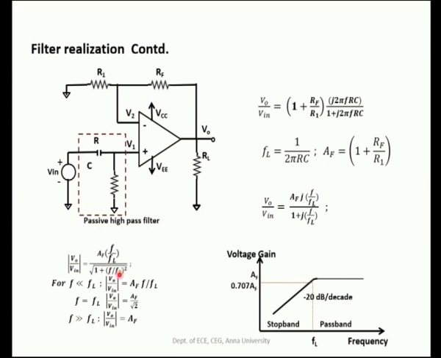If you take the magnitude here, in the numerator it is A_F times F by F_L, and in the denominator we have a real term and an imaginary term. So, it is the square root of 1 plus (F by F_L) the whole squared. Now, we will see the characteristic of the high pass filter.